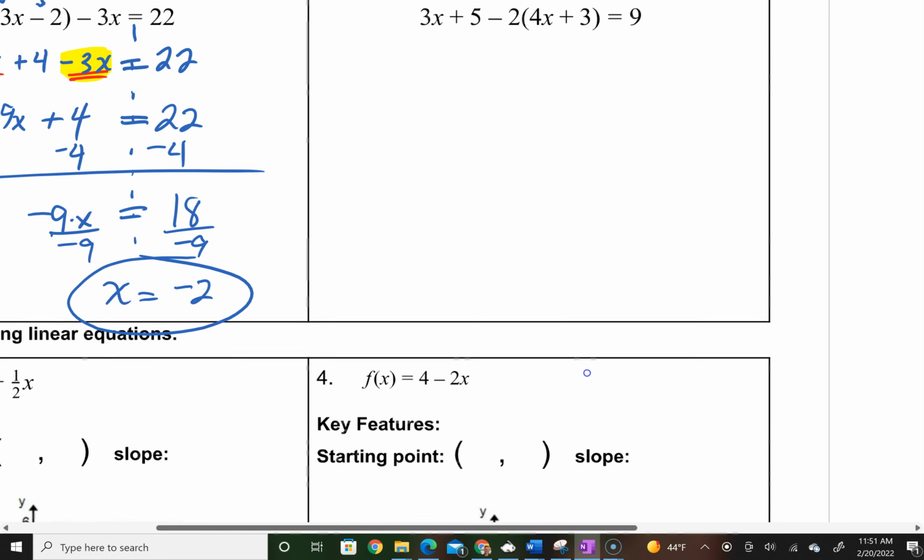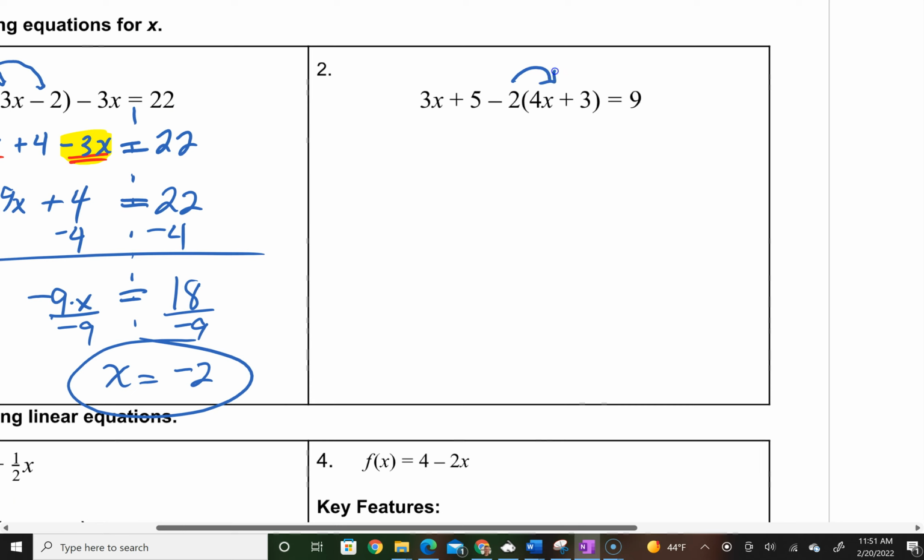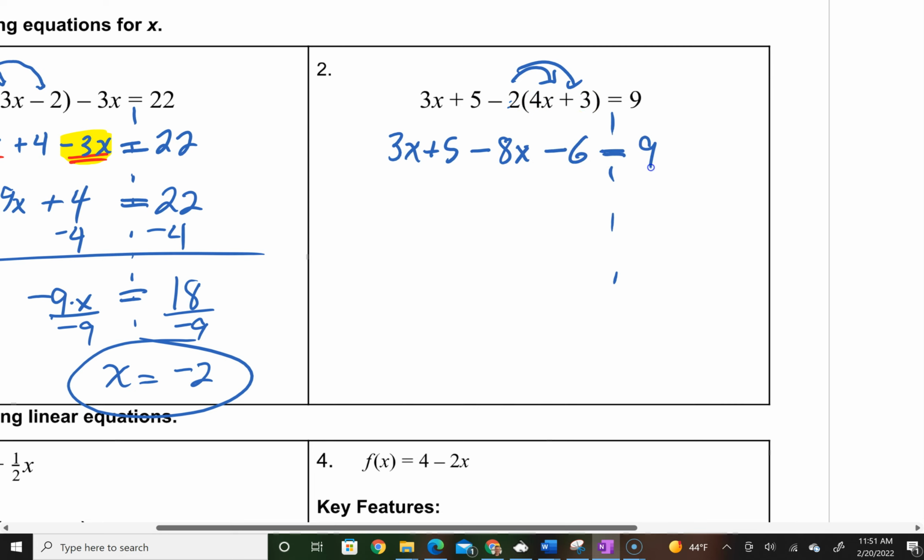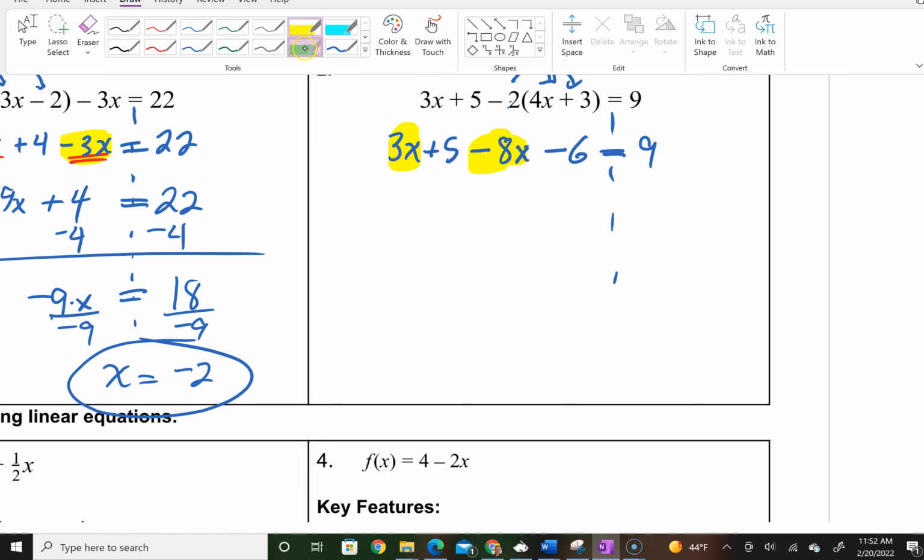Very similar. Very, very similar problem. We're going to have to distribute. We can build a little wall here. We've got our 3x plus 5, but negative 2 times 4x is a negative 8x. Negative 2 times a 3 would be a negative 6. And much like we just did earlier, we should really look at a side of an equation and always ask ourselves, are there like terms that I can put together? And actually there definitely are.